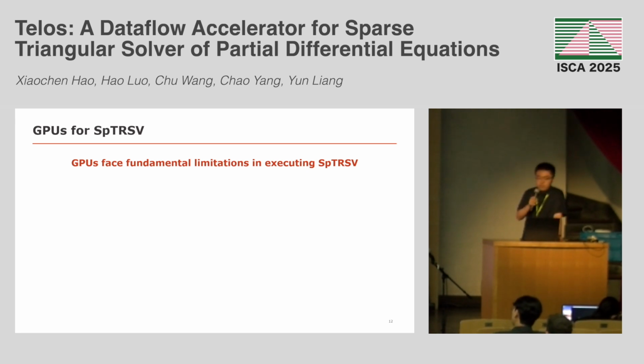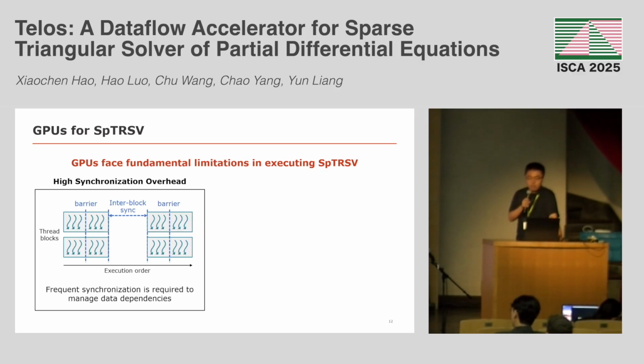We observe that GPUs face fundamental limitations in effectively accelerating SPTRSV. First, GPUs are specifically designed for massive data-parallel workloads, and their synchronization mechanisms are coarse-grained and expensive. Organizing SPTRSV computations into threads requires synchronizations within thread blocks using barriers and across thread blocks using spin-wait mechanisms. These frequent synchronizations result in excessive stalls to manage widespread dependencies inherent in SPTRSV.